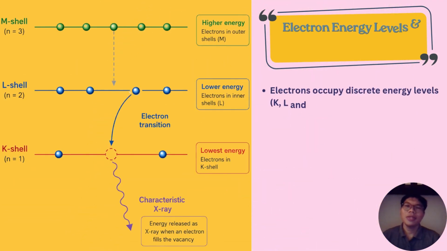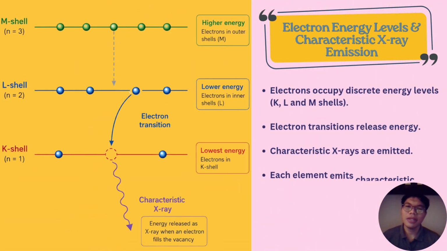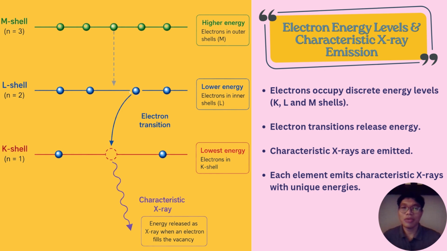To understand why these X-rays are unique, we first need to look at the electron energy levels in an atom. As shown in the diagram, electrons are arranged in different shells: the K shell, L shell, and M shell. The K shell is the closest to the nucleus and has the lowest energy level. When an electron from a higher energy shell moves down to fill the vacancy in the K shell, the difference in energy is released as a characteristic X-ray.